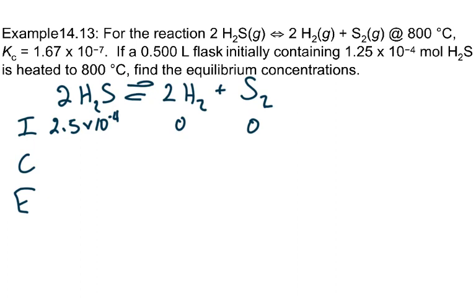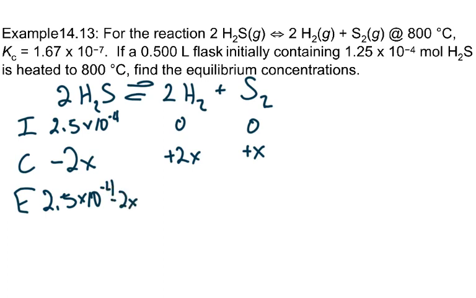I'm going to lose reactant, so minus my coefficient 2x. I'm going to gain products, so plus 2x, plus x. So at equilibrium, my reactant will be 2.5 times 10 to the minus 4th minus 2x. My products will be 2x and x.